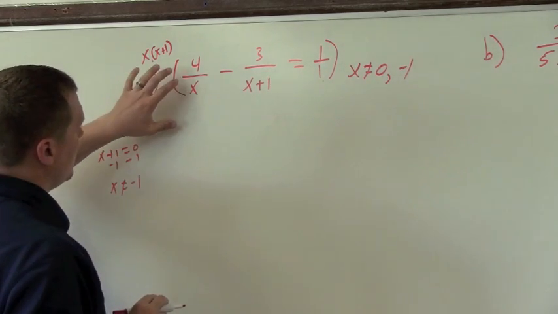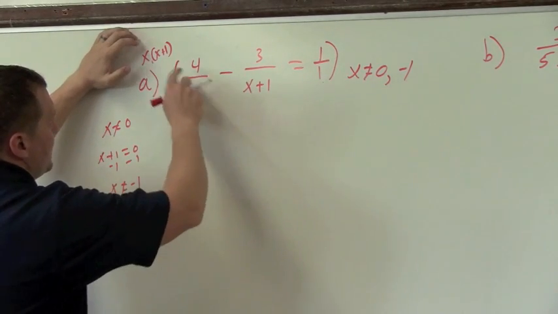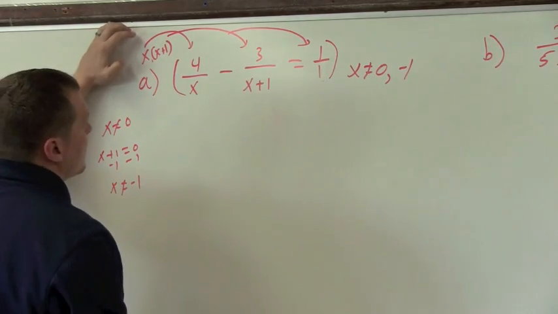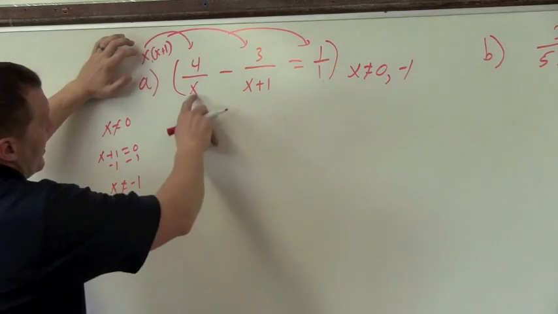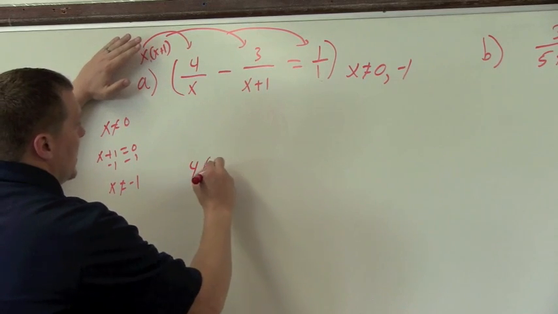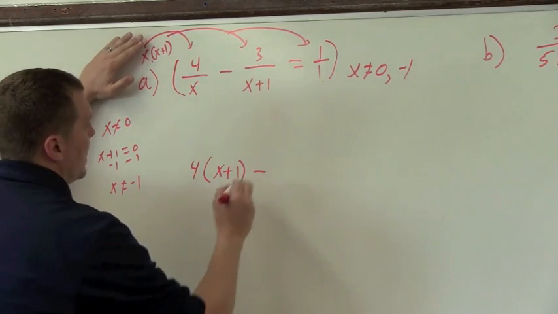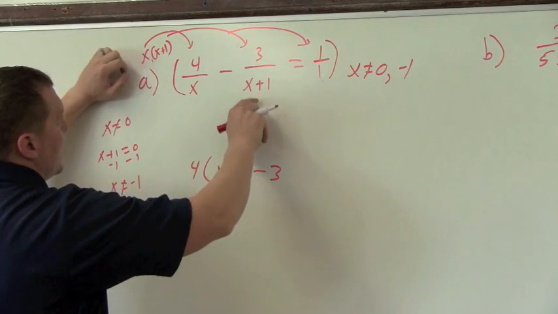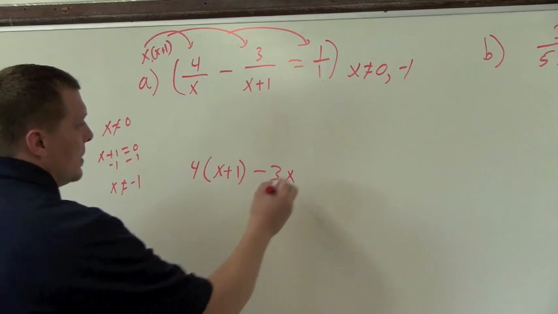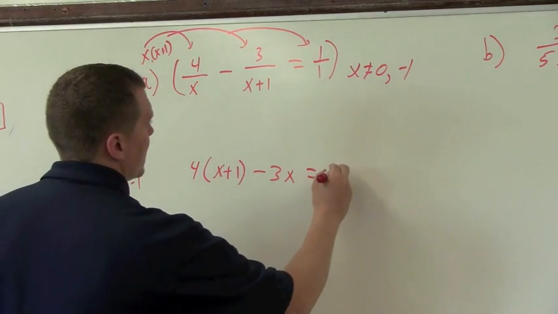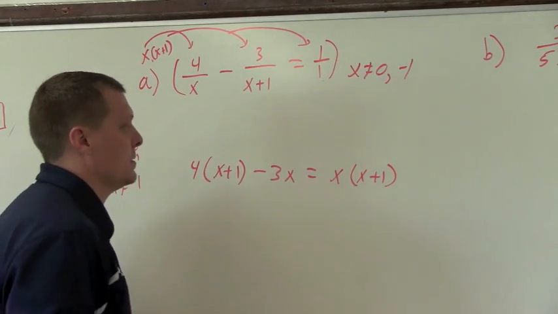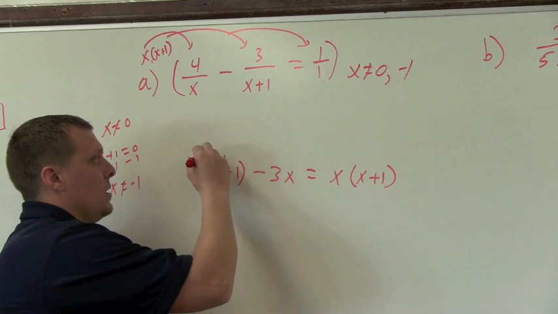Okay? So I'm going to multiply this by this, distributing it in to everything. This already has the x, so that cancels out. So I have the 4 times x plus 1 minus 3. This already has the x plus 1, but it needs the x, so that would be 3x. Equals, and this needs everything, so that's going to be x and x plus 1. That gets rid of the denominators. So now all I've got to do is solve.